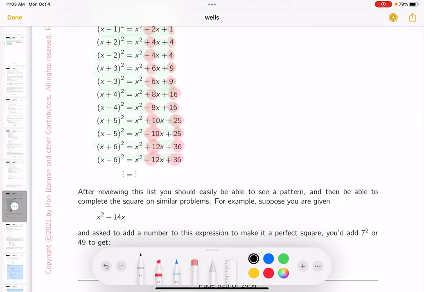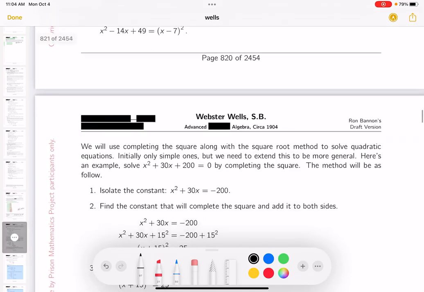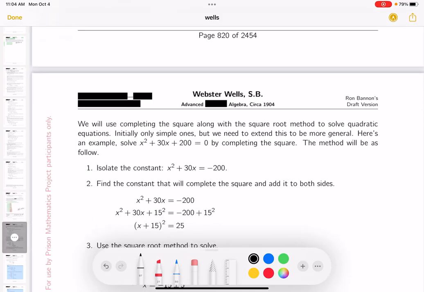So how would you complete the square in this one over here? Well, if you did that, what would you do? X squared minus 14x. Half of minus 14 is minus 7. When you square that, what do you get? 49. So what do you have here? Plus 49. That's completing the square. What's the square going to be? X minus 7 quantity squared. You can, of course, check that. Pretty simple to do. All right, so this method, I'm going to say it's a simple method. It's completing the square. Let's talk about it.